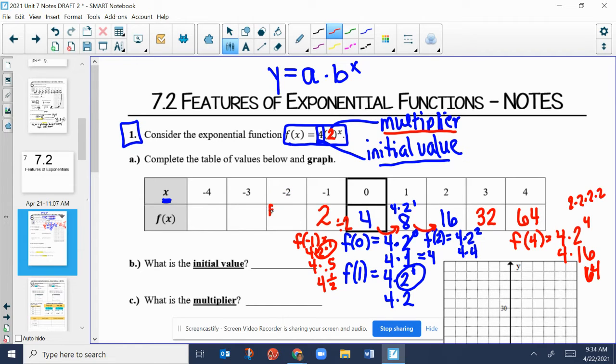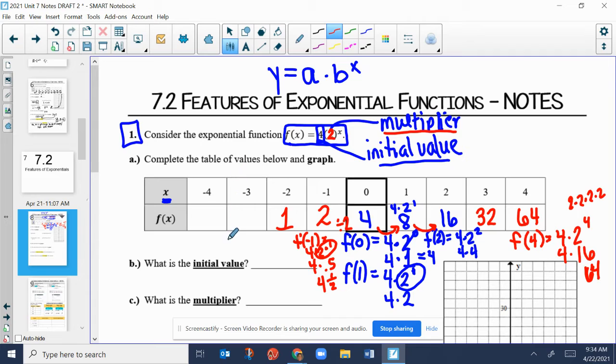Let's see, f of negative 2 would be 4 times 2 to the negative 2. That means 4 times 1 over 2 squared. 4 times a fourth is 1. That would be a 1. I'm going to erase some junk here. Sorry about this. And I'm just going to put a 1 in the box.